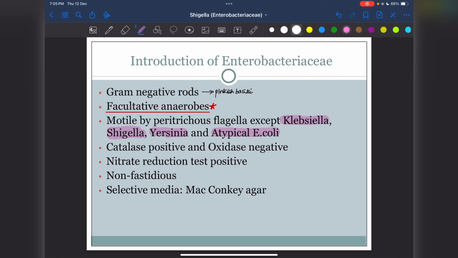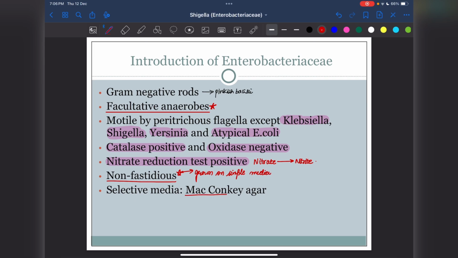Some general biochemical reactions to know for all the Enterobacteriaceae family members: they're all catalase positive and oxidase negative. All show nitrate reduction test positive, that is, all will convert nitrate into nitrite. They are all non-fastidious, that means they can be grown on simple media as well, and gram stain can be done further for them.